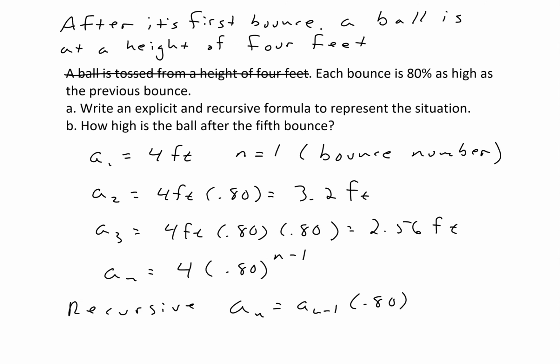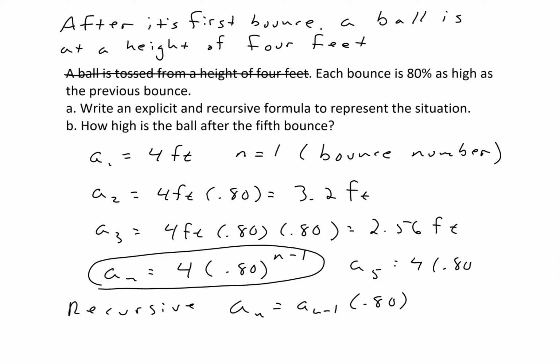If we want to find out how high the ball is after the fifth bounce, we're going to take the explicit formula here and put 5 in place of n. So a sub 5 equals 4 times 0.80 raised to the 5 minus 1, or 4. And that turns out to be 1.64. So the height after the fifth bounce is 1.64 feet.